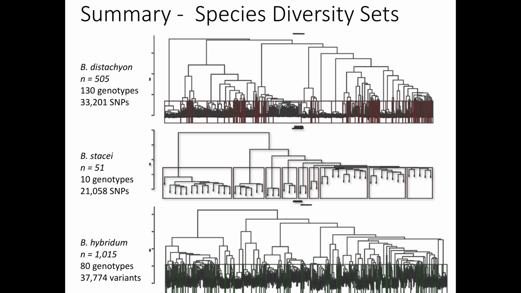So these are three observed trees. Let's look at the bottom one, hybridum. There's 1,000 accessions, but only about 80 genotypes. And if you look at those long branches, there's very few long branches and a whole bunch of short, sort of noisy branches. And we pick a threshold for clumping technical replicates.